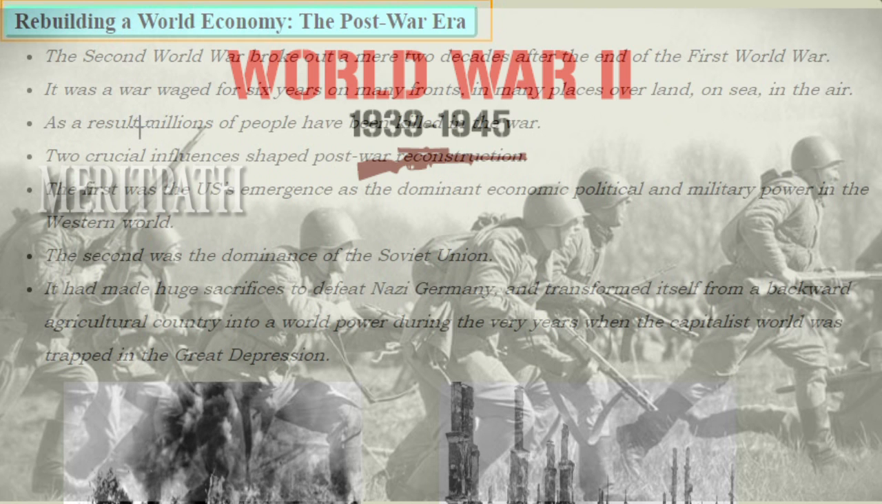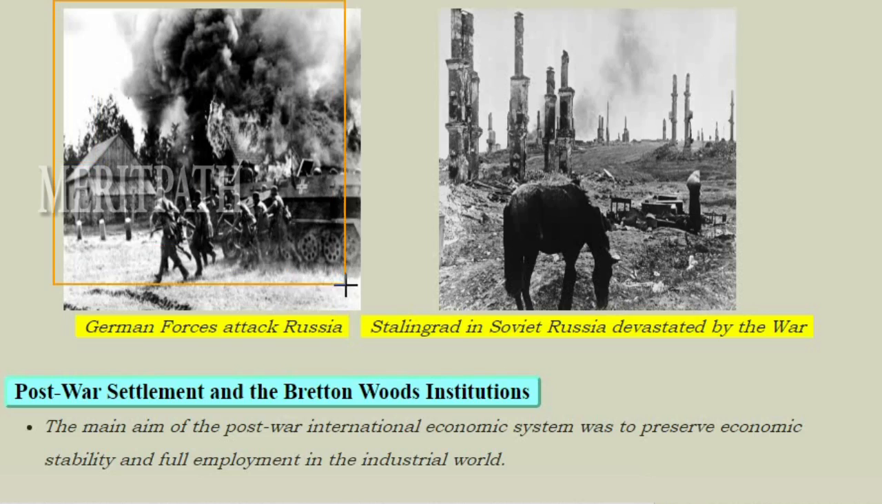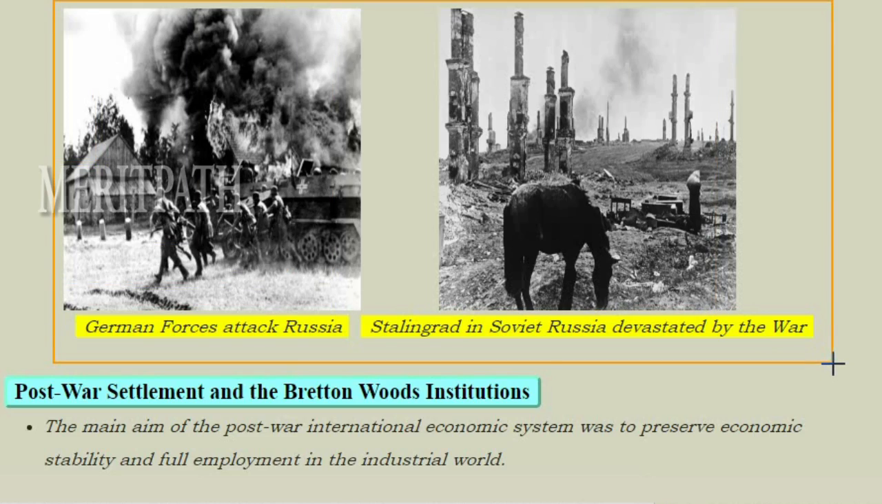As a result of this, millions of people have been killed in the war. 2 crucial influences shaped post-war reconstruction. The first was the emergence of the United States as the dominant economic, political and military power in the Western world. The second was the dominance of the Soviet Union. It had made huge sacrifices to defeat Nazi Germany and transformed itself from a backward agricultural country to a world power during the very years when the capitalist world was trapped in the Great Depression. Here we can see the devastation in Russia during the Second World War.